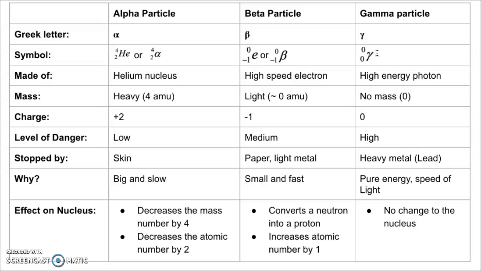And gamma particles have the highest level of danger. It can only be stopped by a heavy metal such as lead. And the reason why, it is pure energy. Okay, it travels at the speed of light, which is extremely, extremely fast. Its effect on the nucleus is there is no change. So my mass number, my number of protons, my number of neutrons does not change. Or I shouldn't say electrons because they are not in the nucleus, but my protons and my neutrons stay the same. All right.